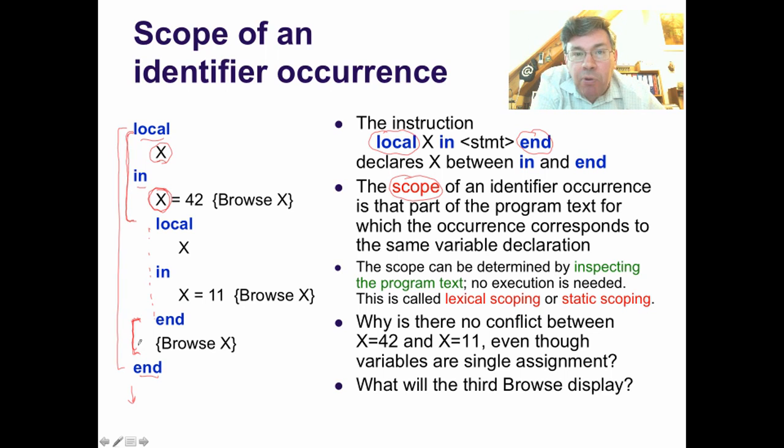Okay? The scope of an identifier occurrence can be determined by inspecting the program text. We do not need to execute. So this is called lexical scoping or static scoping. Okay, so in this example, the first browse will display 42, and the second browse will display 11. And the third browse will display, of course, 42 again. And there is no conflict between x equal 42 and x equal 11, even though variables are single assignment, so you can understand why. I will let you answer that question.